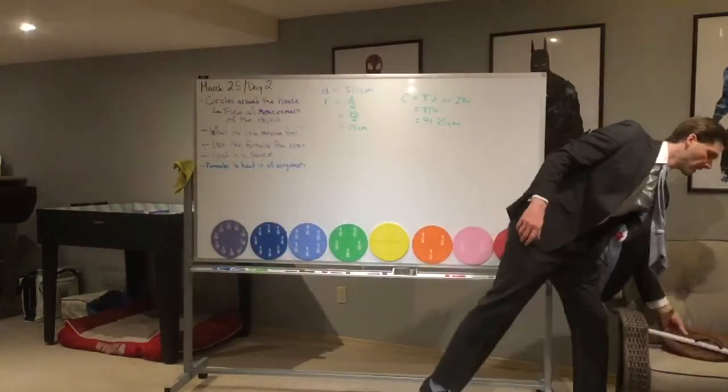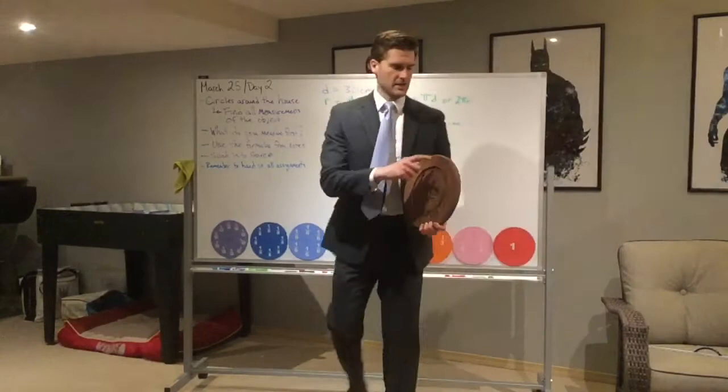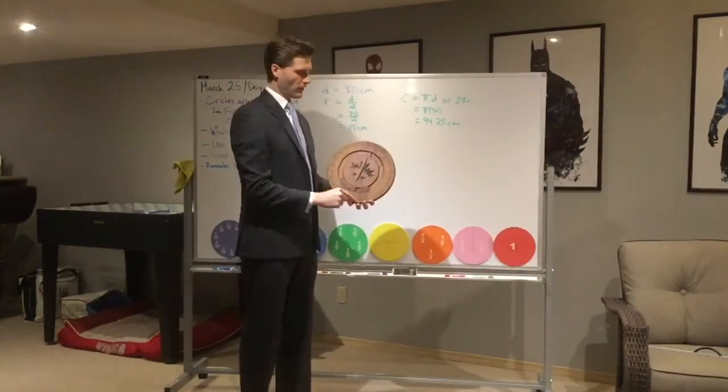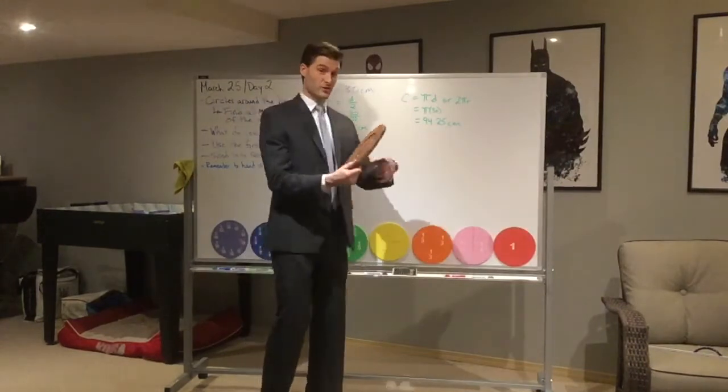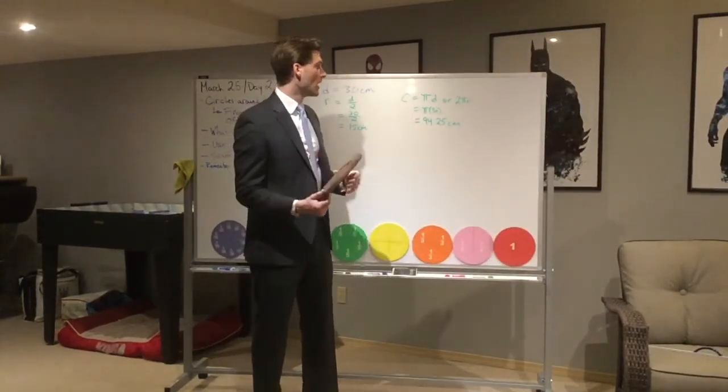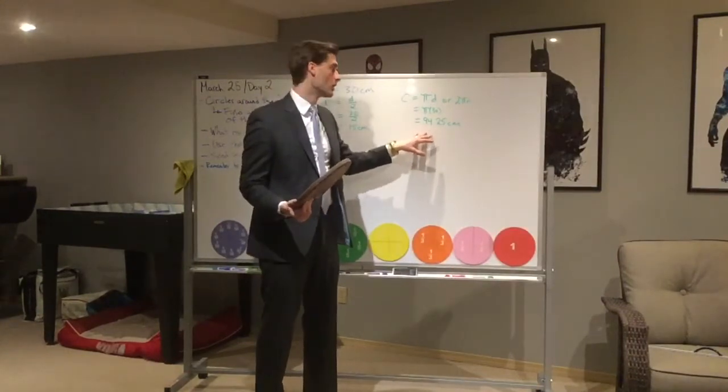The circumference is how far around. If I took a string and measured all the way around this circle, and then stretched that string out and measured it, it would be roughly 94 and 25 hundredths of a centimeter long.